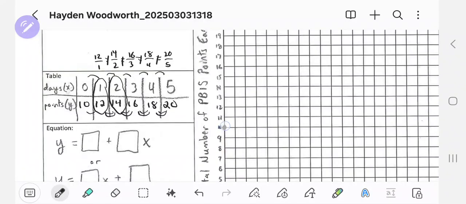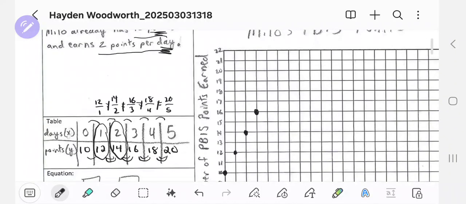So it doesn't go through the origin, right? It starts there. And after day 1, it's up at 12. Day 2, it's up at 14. Day 3, it's up at 16. Day 4, remember, I'm just looking at my graph here. Day 4, it's up at 18. Day 5, it's up at 20. Can you predict what it's going to be at day 6?